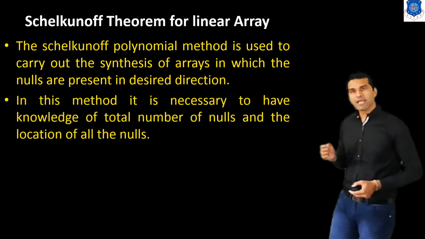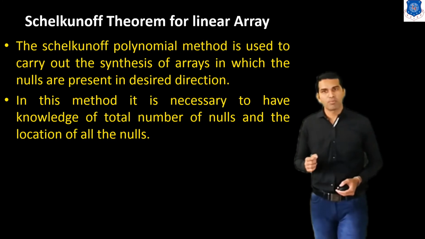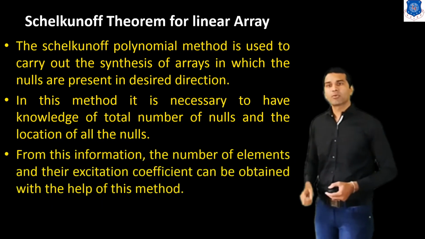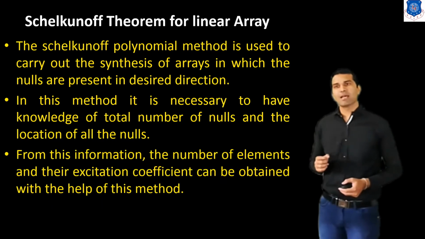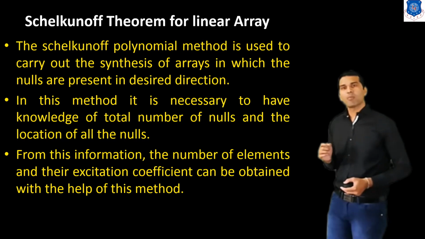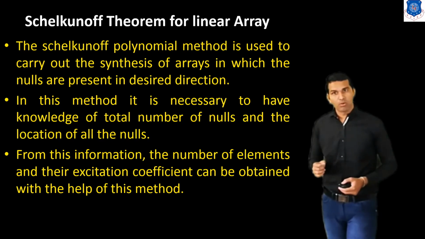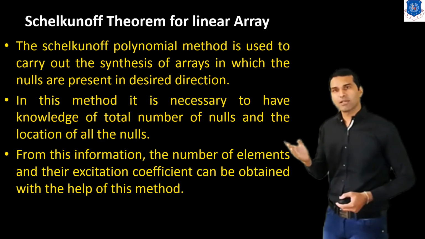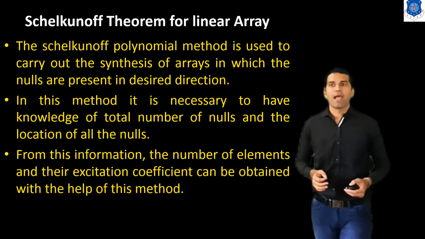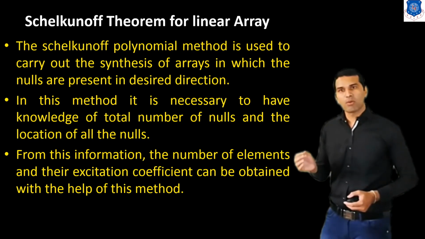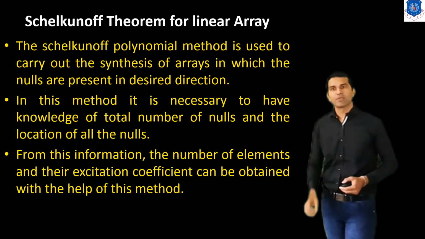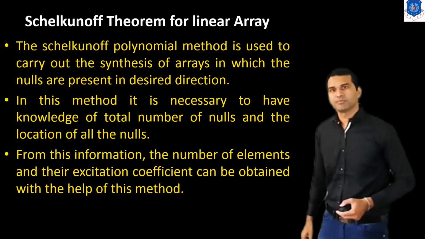In this method, it is necessary to have knowledge of the total number of nulls and the location of all the nulls. From this information, the number of elements and their excitation coefficients can be obtained with the help of this method. So we have the knowledge of the total number of nulls in the array and the location of the nulls, and from this we can calculate the excitation coefficients.